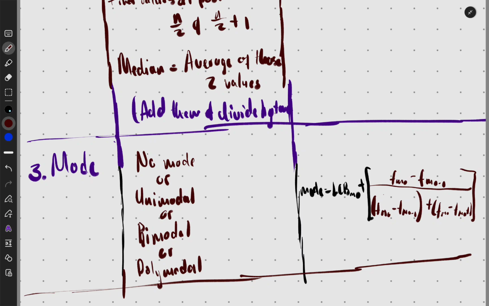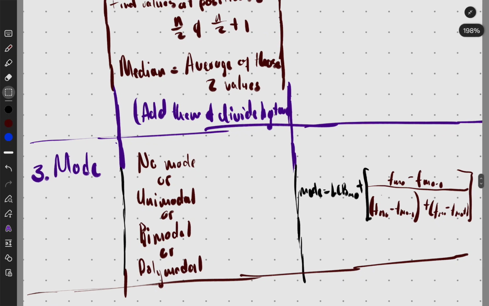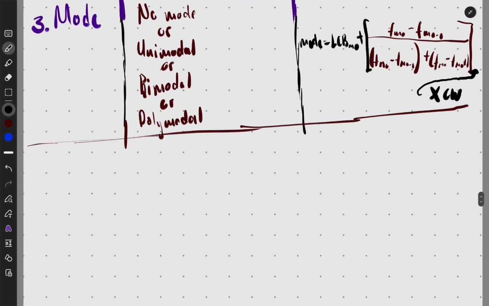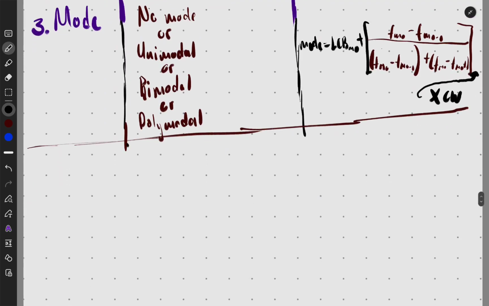And remember that you are going to multiply by class width. So we know that at the end here, you're going to say times class width. That is what you do here. So this is going to be it, and you have the mode for grouped data. Oh, this is beautiful, right?